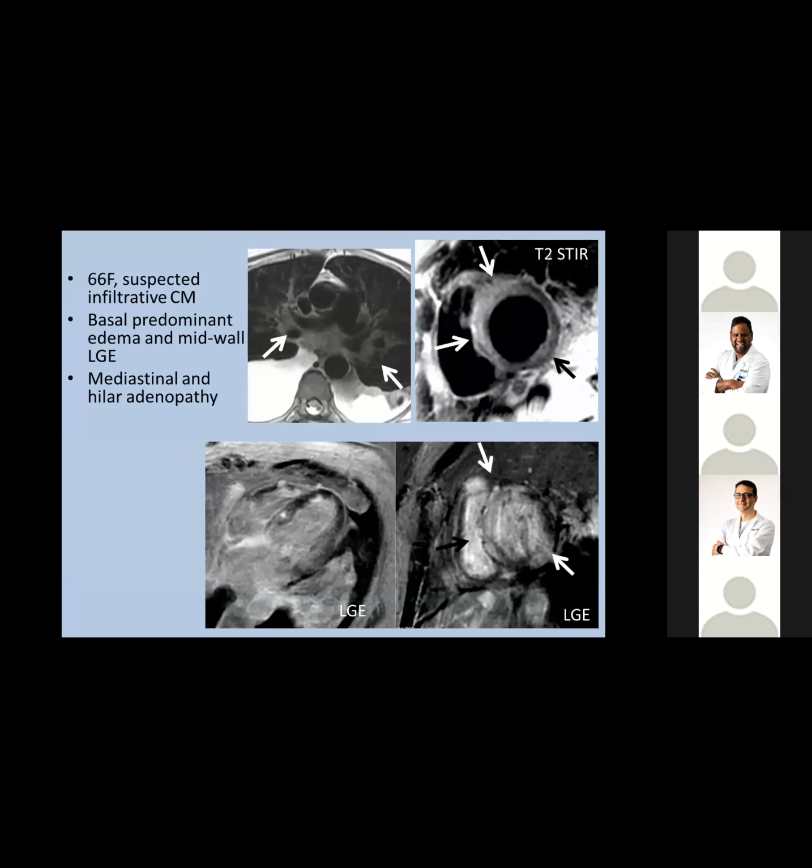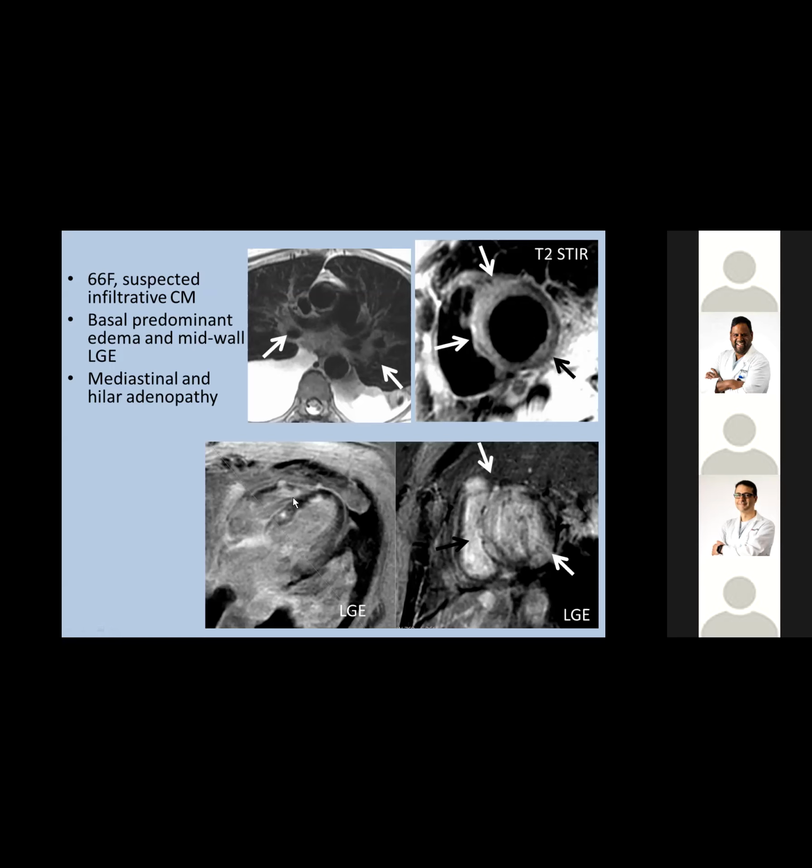So here's just another example case. This is a 66-year-old male who came in with an undifferentiated cardiomyopathy. Sarcoid was in the differential. This is an MRI study. You can see there's pretty extensive hilar and mediastinal lymphadenopathy here. If we look at our short axis T2 weighted images, you see there's edema in the basal anterior septum and anterior wall, and also in the infralateral wall. Then moving on to the post-gadolinium images, these are the late gadolinium enhanced images.